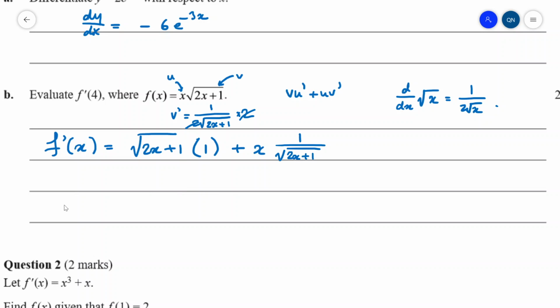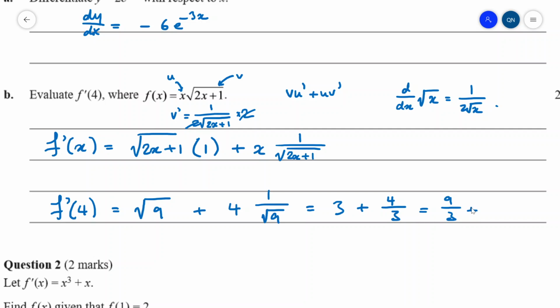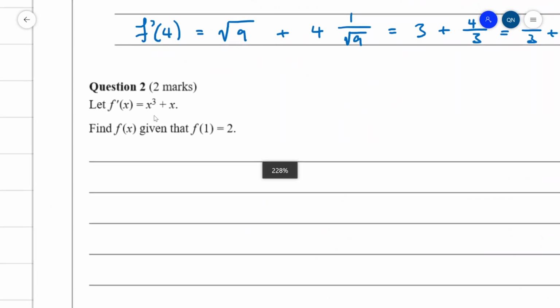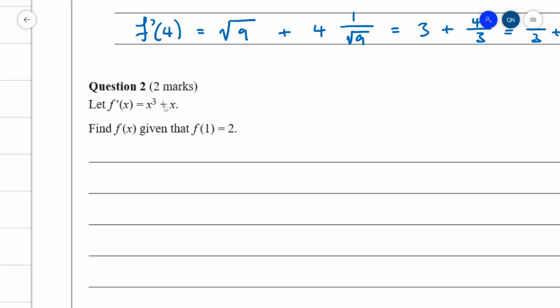Okay, and we can just plug in 4 and see what happens. So f prime of 4 is going to be equal to the square root of, well, 2 times 4 is 8, plus 1 is 9. Then we have plus 4, and then 1 over, if you plug 4 into that square root part there, the square root of 9. That's going to be 3 plus 4 divided by 3, which is 9/3 plus 4/3, which is 13/3. Hopefully that is correct.